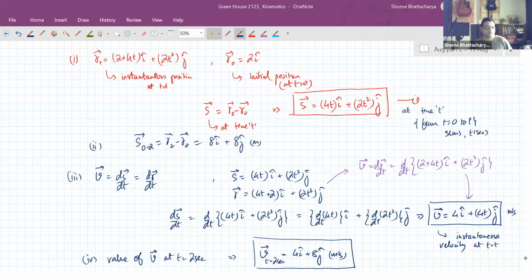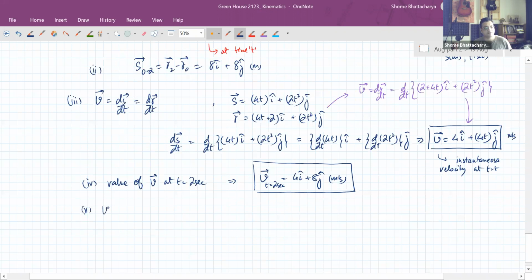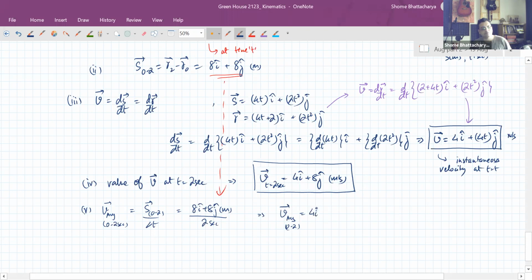Now you can see the last part, the average velocity from 0 to 2 seconds. That should be the total displacement from 0 to 2 seconds divided by the time interval. The displacement, as we saw above, is 8 i cap plus 8 j cap in meters. Substitute it here and divide by the time interval, which is 2 seconds. So the average velocity for that interval, only 0 to 2 seconds, is 4 i cap plus 4 j cap in meters per second. That's the fifth part's answer.